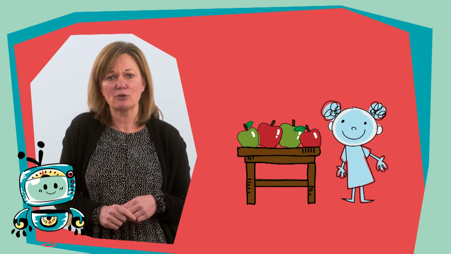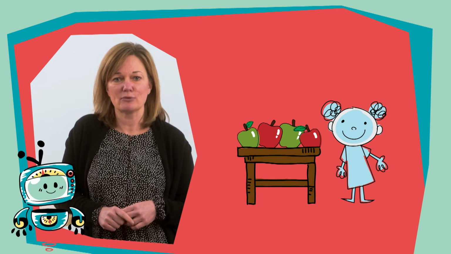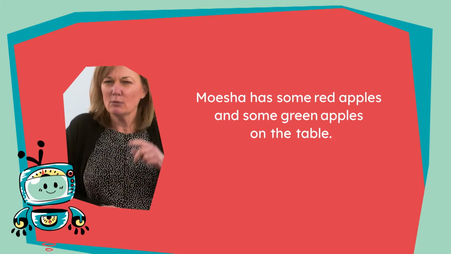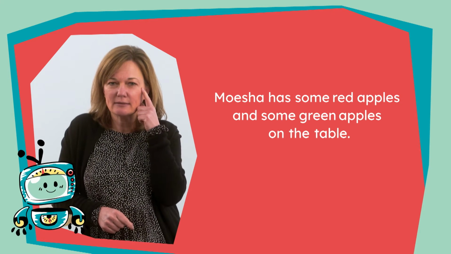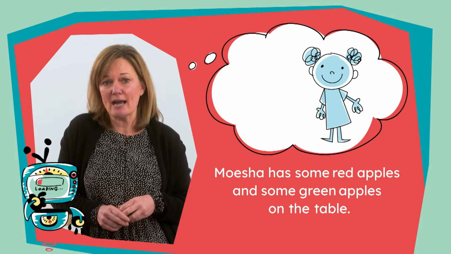Your job today is to figure out how many apples Moesha has on her table. So let's read a little bit to find out about Moesha and her apples. Moesha has some red apples and some green apples on the table. What are you picturing in your mind? I'm picturing Moesha with red apples and green apples on her table.